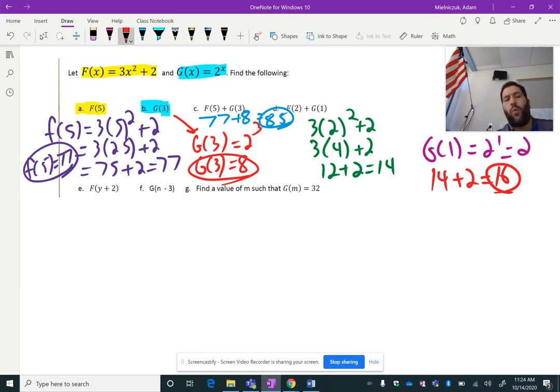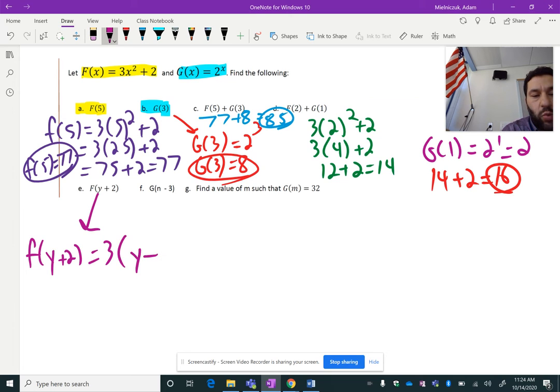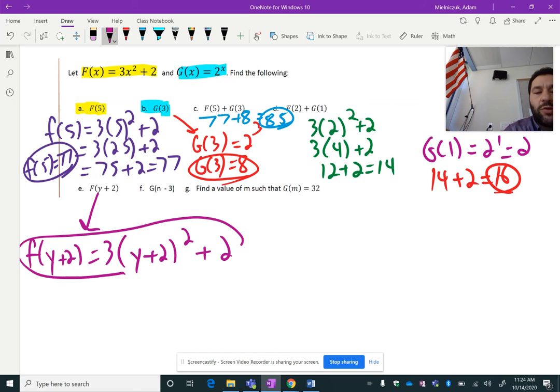How do we find f of y plus 2? So remember, our instructions are whatever is inside the parentheses we put in for x. So here we're going to say f of y plus 2 is equal to 3 times y plus 2 squared plus 2. We're going to leave it like that for now, but as we move farther in the class, this is something we can expand.